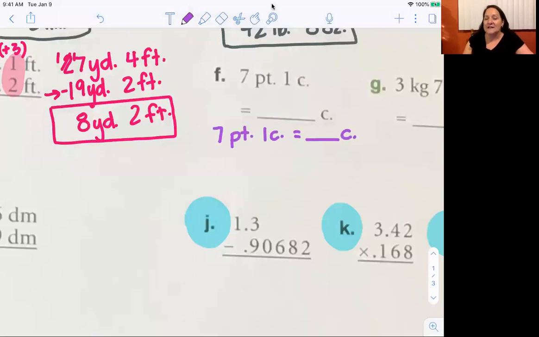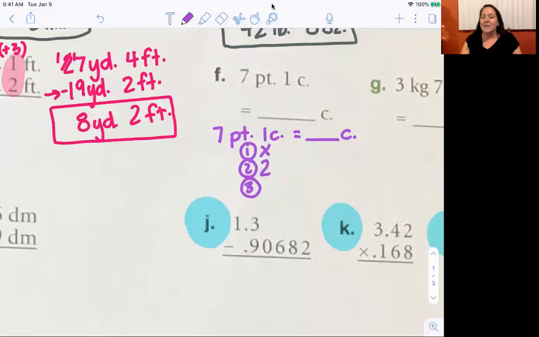So we're converting 7 pints, 1 cup to cups. This is a magic number problem. 1, 2, 3. And if you need to, guys, I would like you to please use a scratch piece of paper. I am not doing that so that I can have room on the paper to show you. So I'm going from pints to cups. Which one's bigger? Pints to cups. So we're going to multiply. And how many cups are in a pint? 2 cups in a pint.